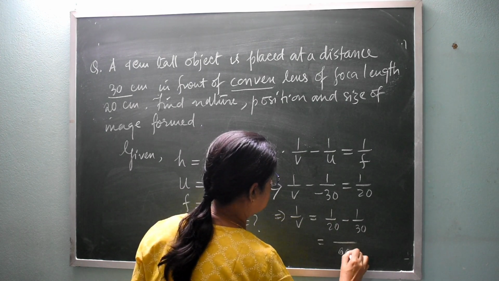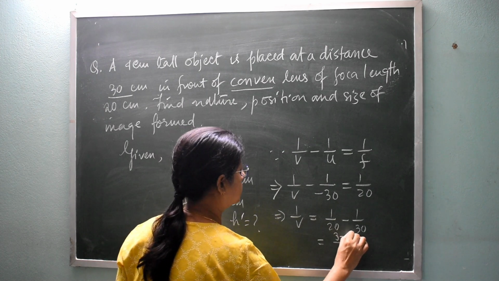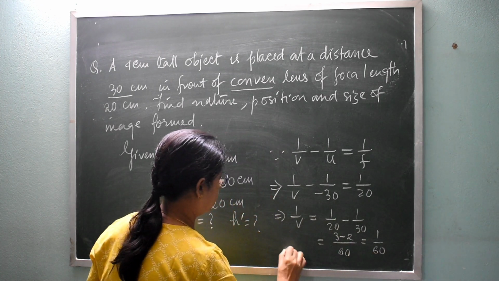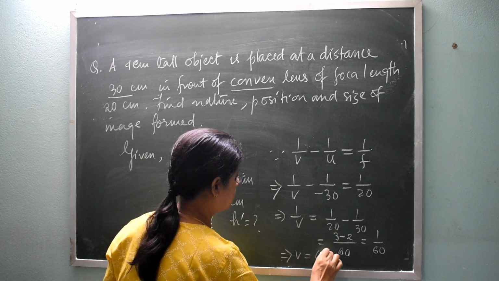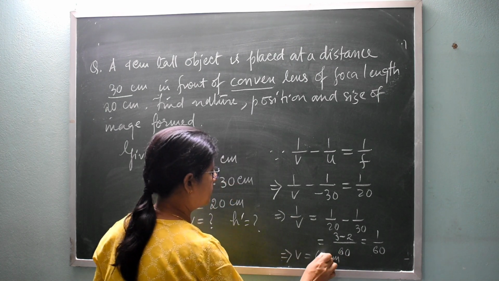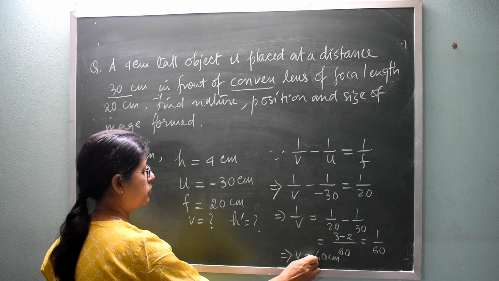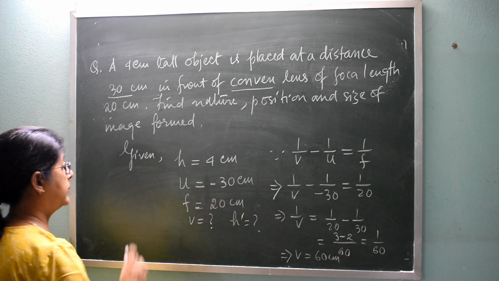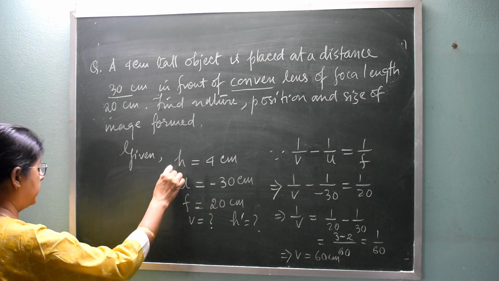So LCM will be 60, then 3 minus 2, it will be 1 by 60, or we will get v equal to 60 centimeter. As the image distance is positive, definitely the image will be formed behind the convex lens. Definitely it will be a real image.